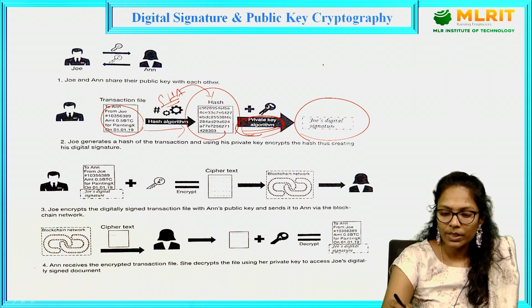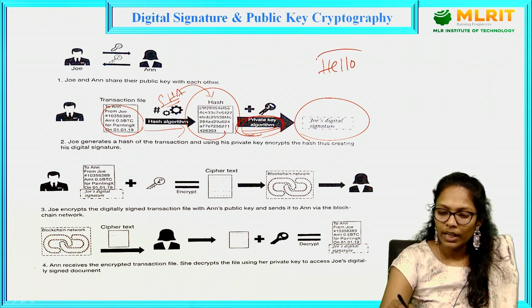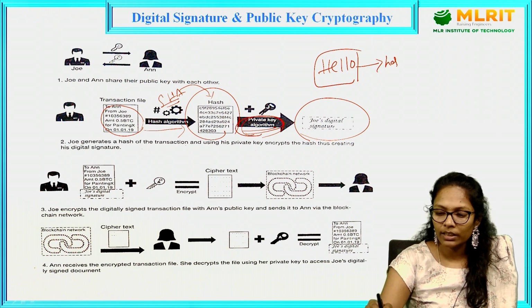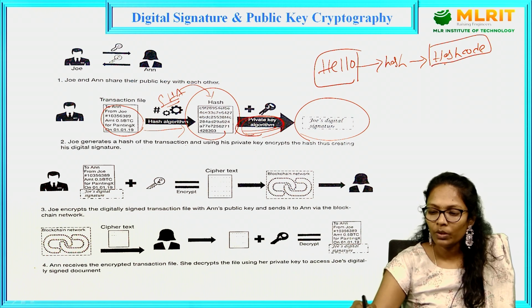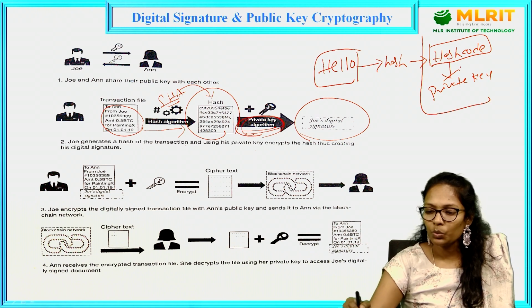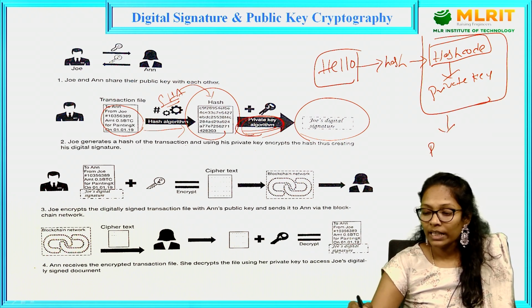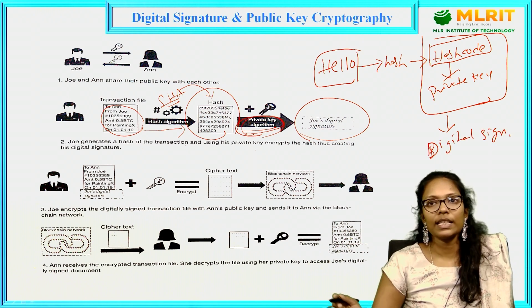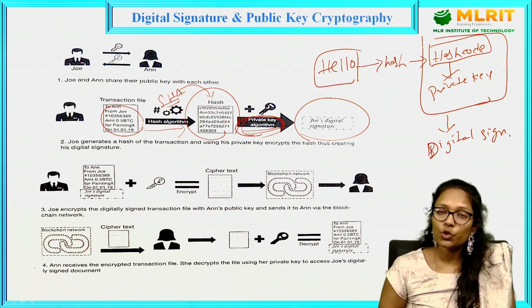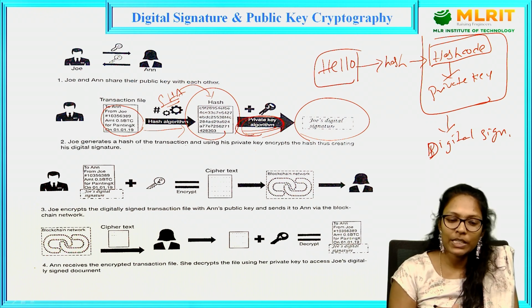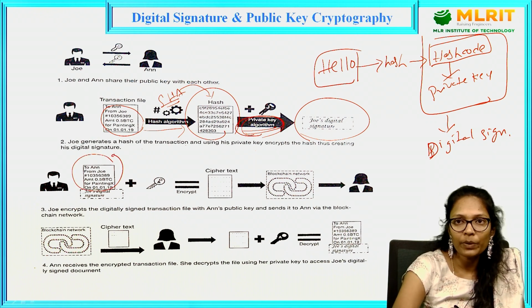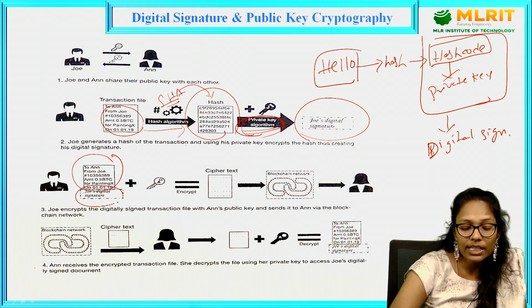So we have some message, hello message, I am applying the hash algorithm. Then I will get the hash code. And for this hash code, I am using the private key, and I am encrypting these two, so that I get the digital signature, right? In this way, Joe will create his digital signature. That digital signature he is attaching with the message. So he has his own transaction data, and to this transaction data he is adding this digital signature.